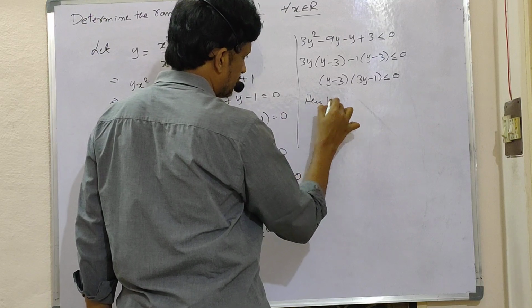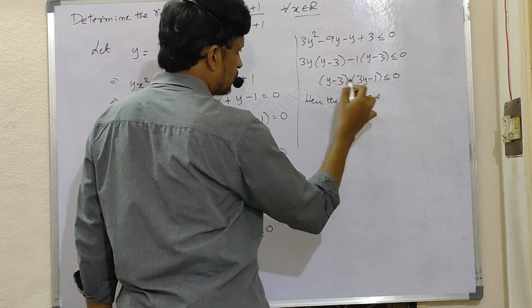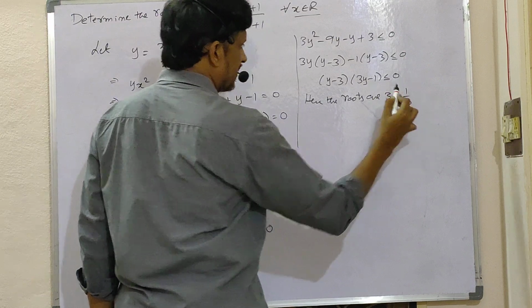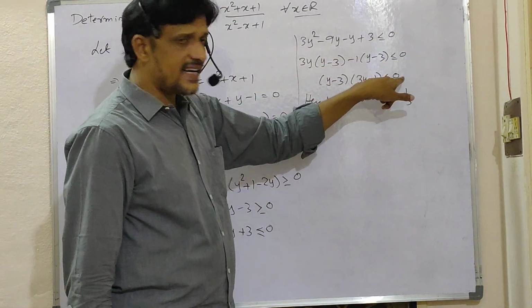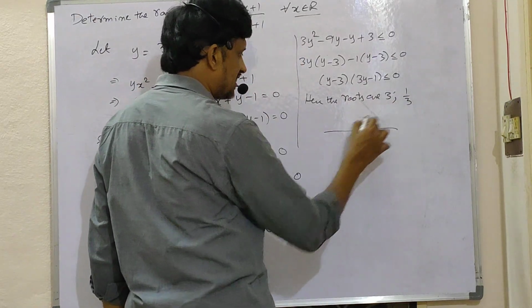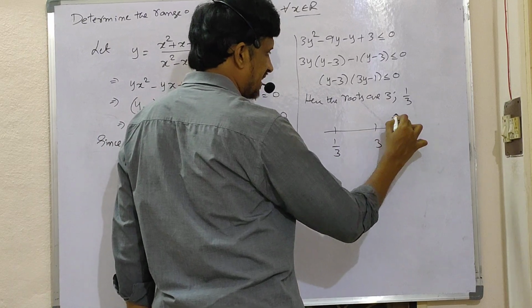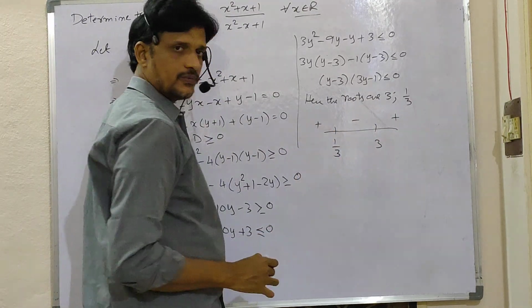The roots are, roots means you equate to 0. Y is equal to 3. 3y equal to 1, y equal to 1 by 3. So the two roots are 1 by 3 and 3. But this is less than or equal to 0. So just observe the given one. Here the least of the two roots is 1 by 3 and the greatest one is 3. The right side part is always positive, and then it is negative, and then it is positive.